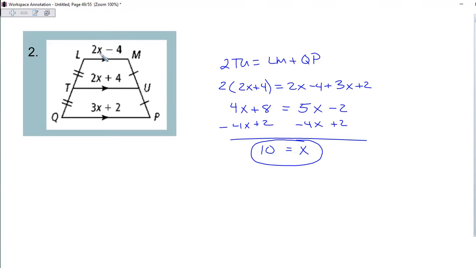This would give us 2 times 10, which is 20, minus 4 is 16. This gives us 2 times 10 is 20, plus 4 is 24. And this gives us 30 plus 2 is 32. So the difference between 16 and 24 is 8, and 24 and 32 is 8, so we know we had it set up correctly. Now let's look at number 3.